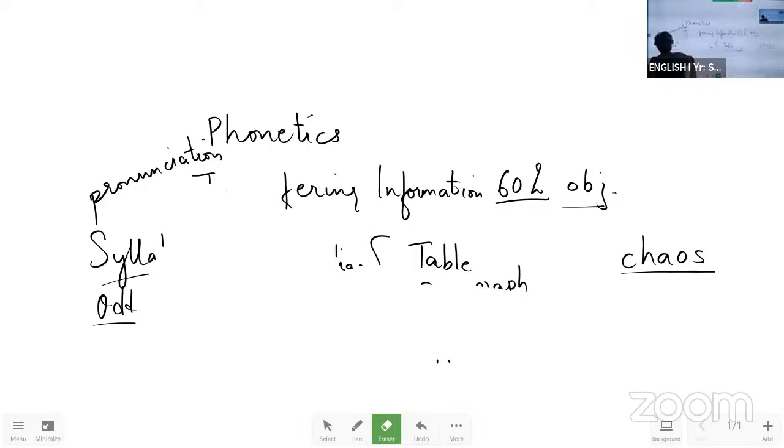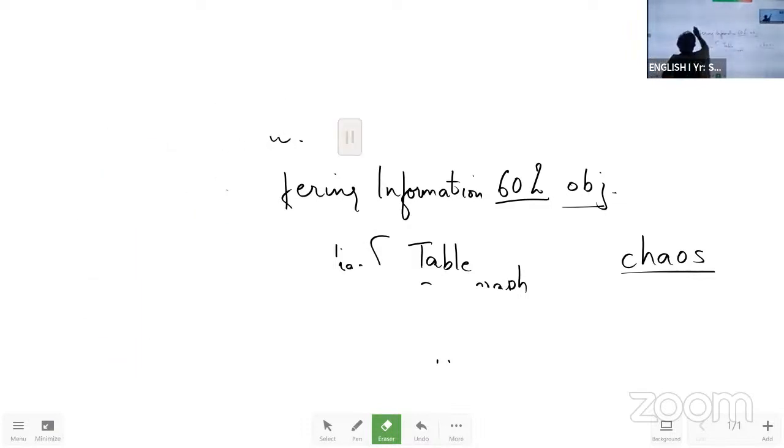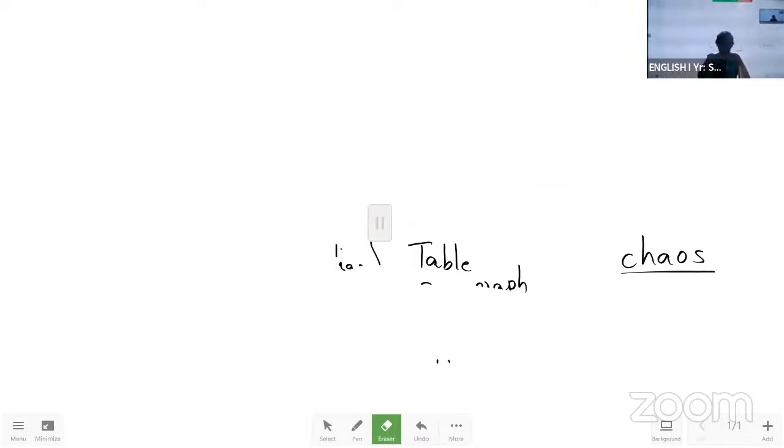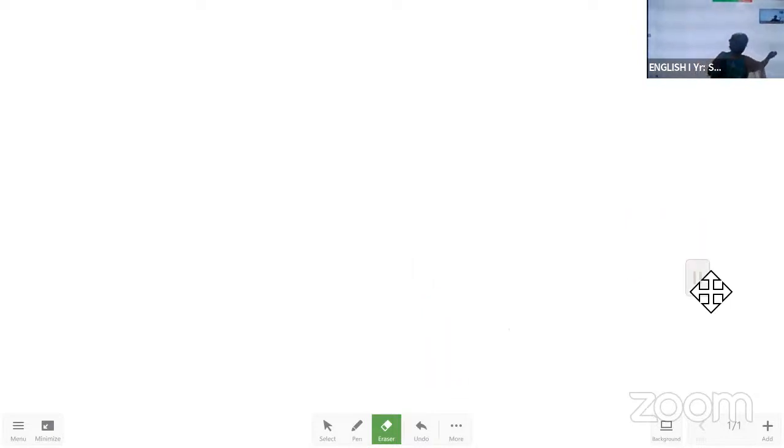But first thing you should remember is keep it section wise. Whichever section you start, complete that section before moving on to the other section. Second thing, it should be a clear and neat presentation.